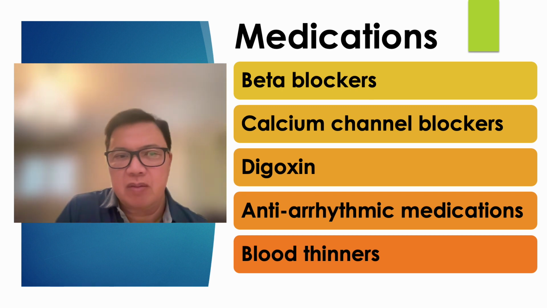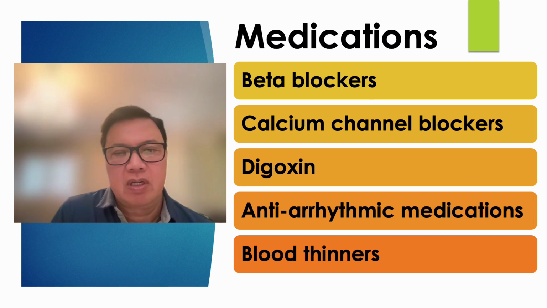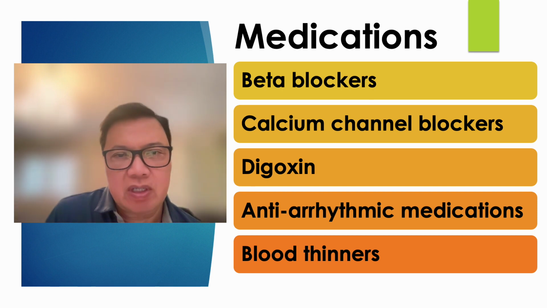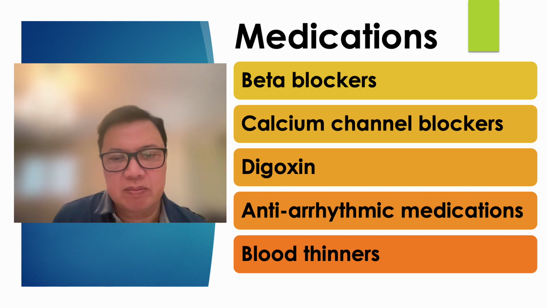Remember, if you're taking a blood thinner and you develop any signs of bleeding, like epistaxis, vomiting blood, or blood in the stool, you have to stop the medication right away and go to the nearest emergency room.